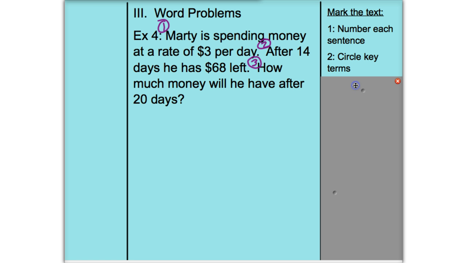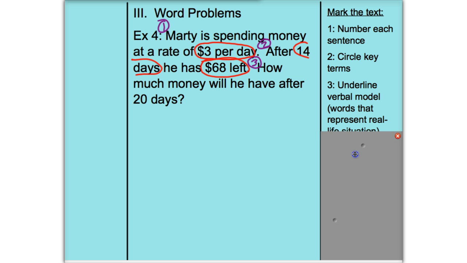Next, we are going to circle anything that we think is a key term or that is providing us with some important information. Mostly you're going to be circling numbers. $3 per day, 14 days, and $68 left.